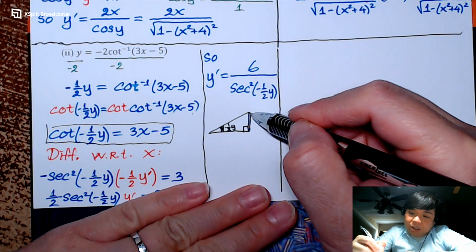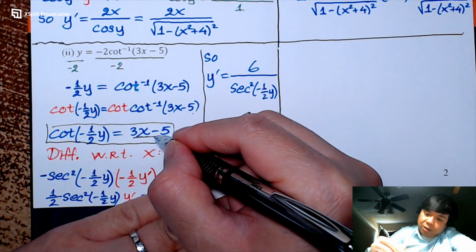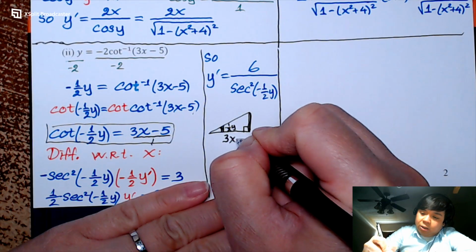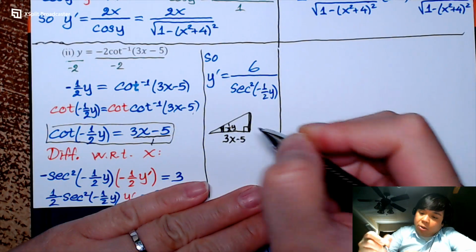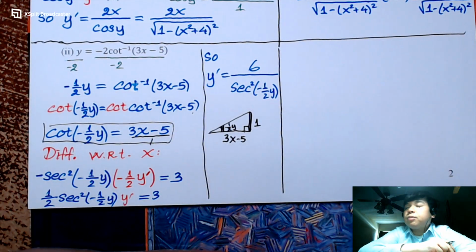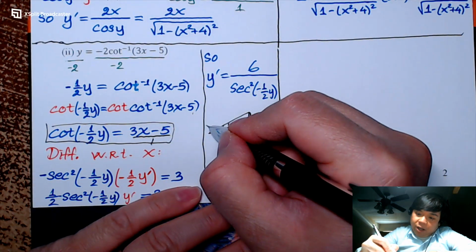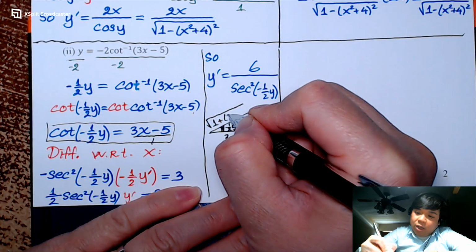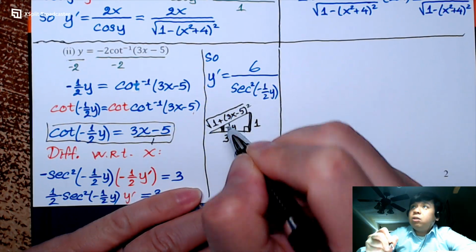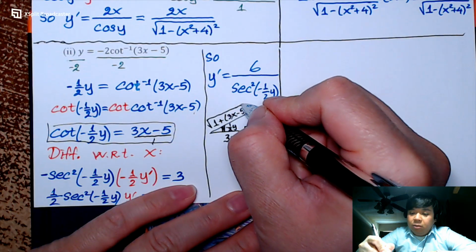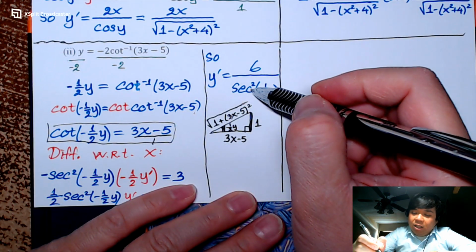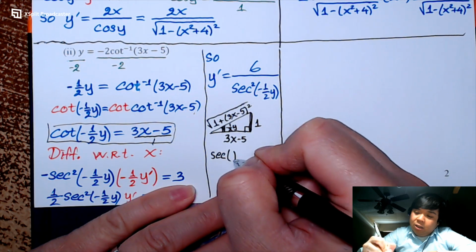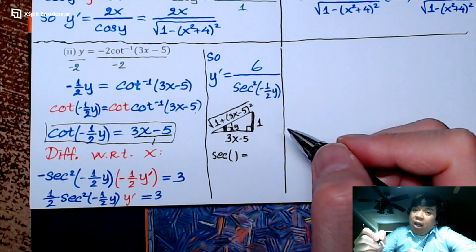Cotangent is adjacent over opposite. With that, we have the hypotenuse, the square root of 1 square plus (3x minus 5) square. Okay, and finally secant is adjacent over hypotenuse.